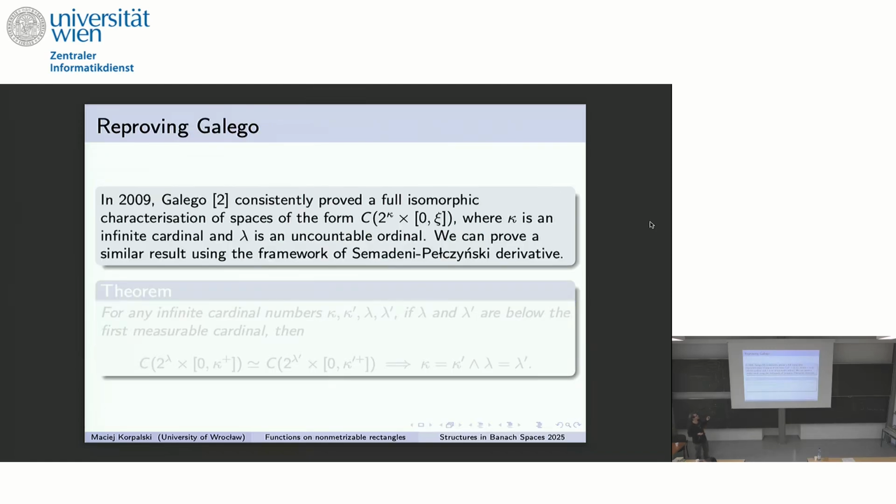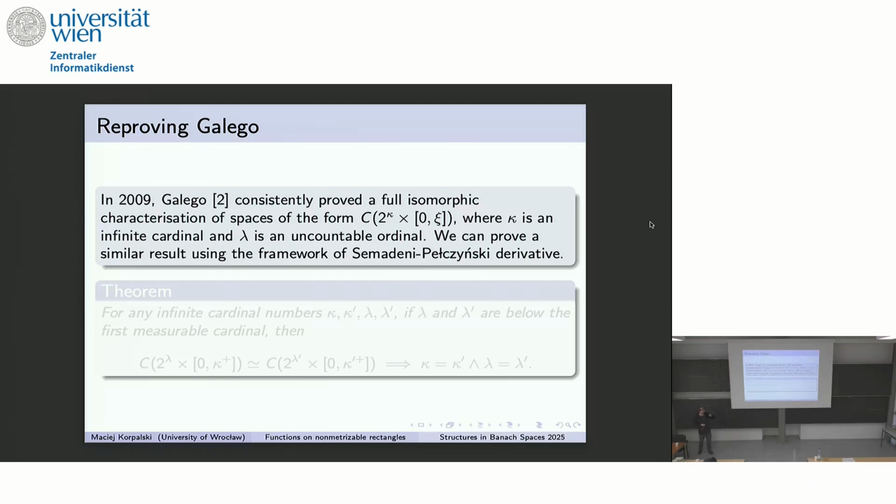So what can we do with this? The first thing is that in 2009, Gallego was able to give a characterization of the spaces of the form C of 2 to the kappa times [0, xi], for xi an ordinal.